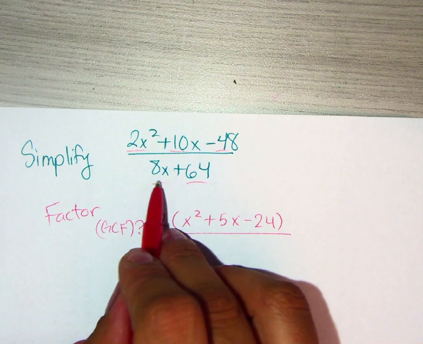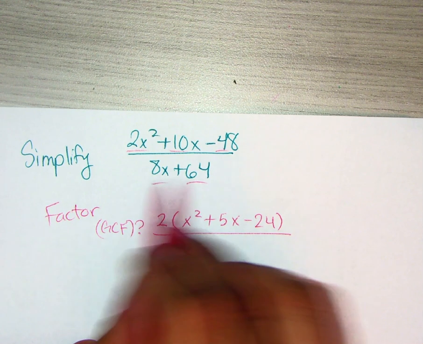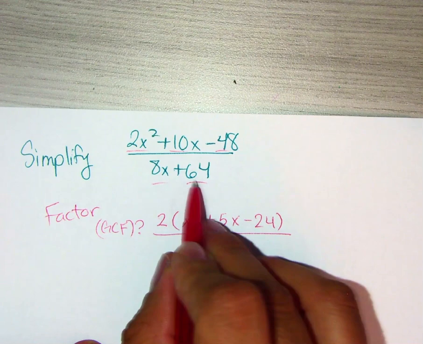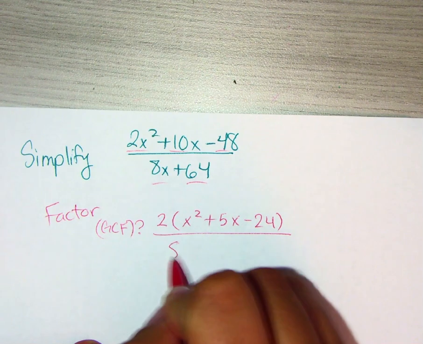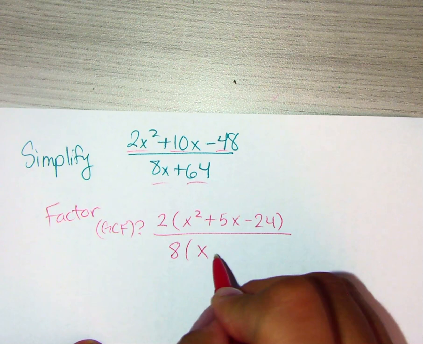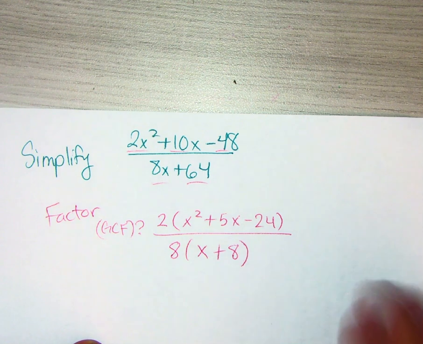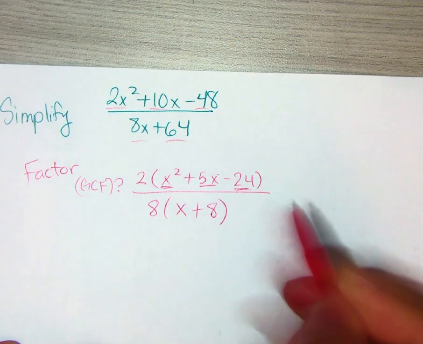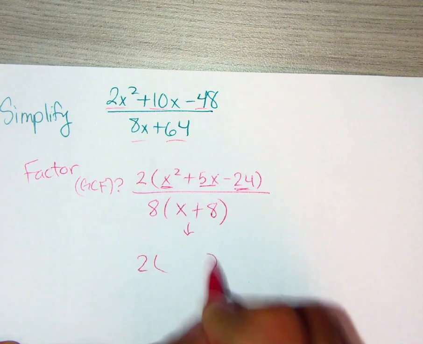Some students have been saying 4 right away because these are divisible by 4, but you want to look for the highest number that they could be divided by. So 8 is your GCF here, and when we divide by 8, we get x plus 8. Next, you realize that this trinomial could still be factored into two binomials.